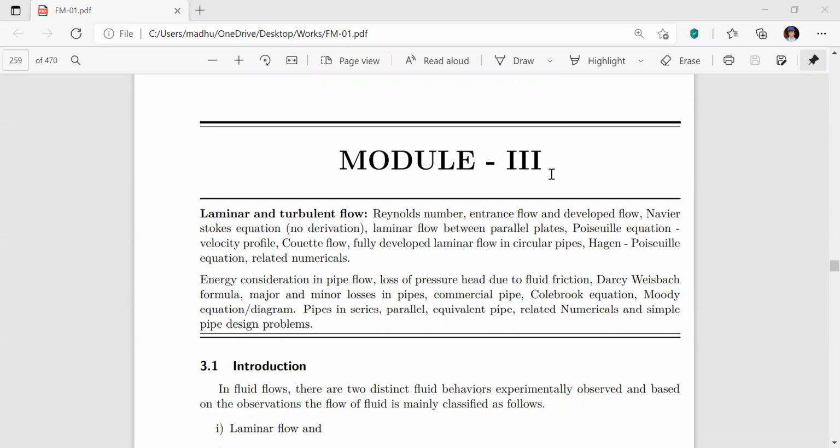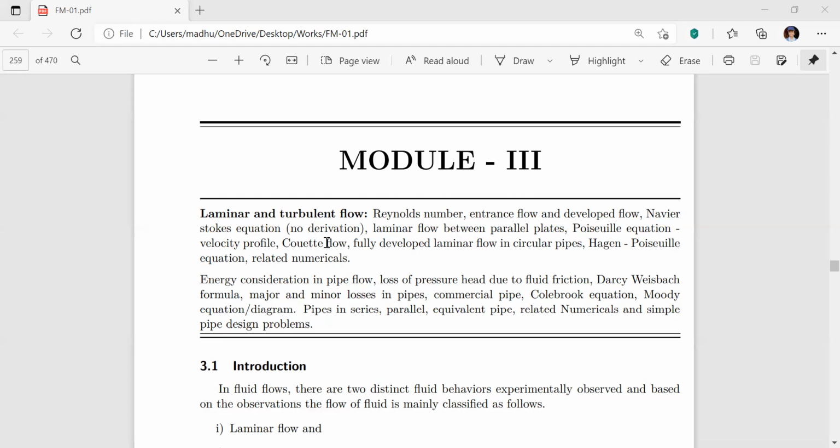The syllabus of this module is as follows. In this module, we are going to learn Reynolds number, entrance flow, developed flow, Navier-Stokes equation, laminar flow between parallel plates, Poiseuille equation, velocity flow, Couette flow, fully developed laminar flow in circular pipe, Hagen-Poiseuille equation, and the related numericals.